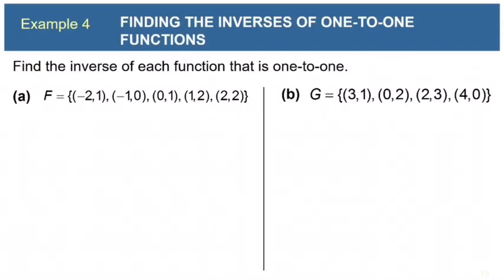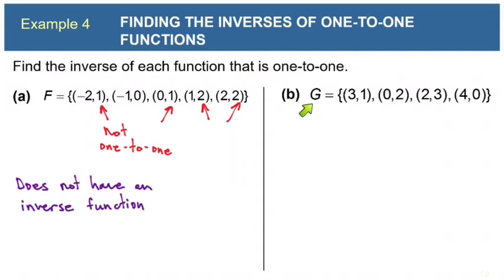Now here's example 4, and we're going to start off pretty easy. It says find the inverse of each function that is 1 to 1. Remember, a function cannot have an inverse function unless that function is 1 to 1. So first, let's look at this function and see if we think it's 1 to 1 or not. And remember, 1 to 1 means that the y's don't repeat. But here I see that there are two different x values that produce a y value of 2. So f, although it is a function, is not 1 to 1, and therefore its inverse would not be a function.